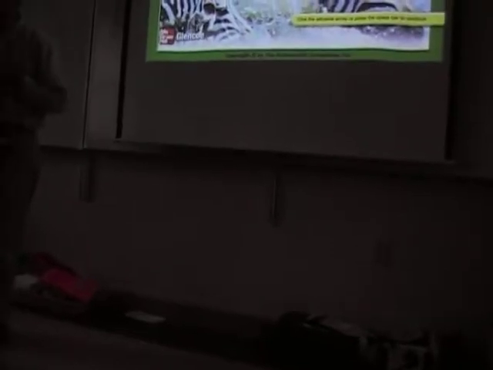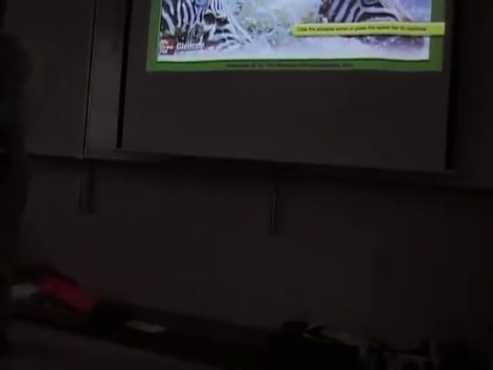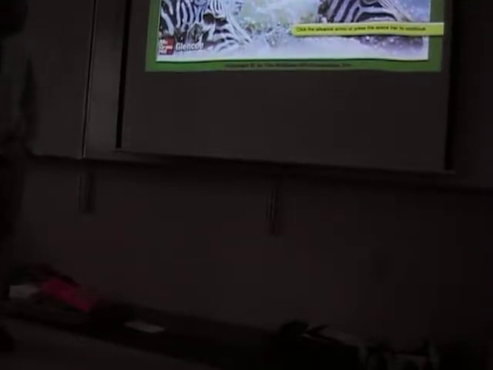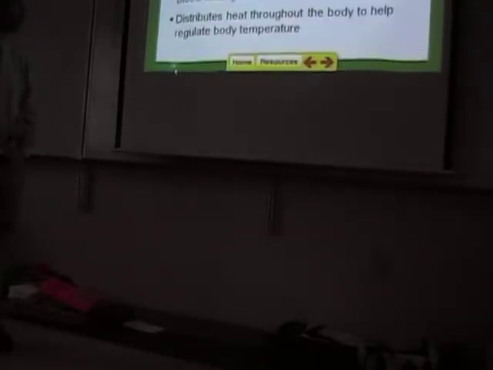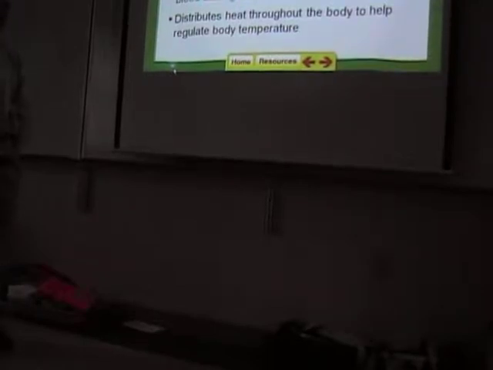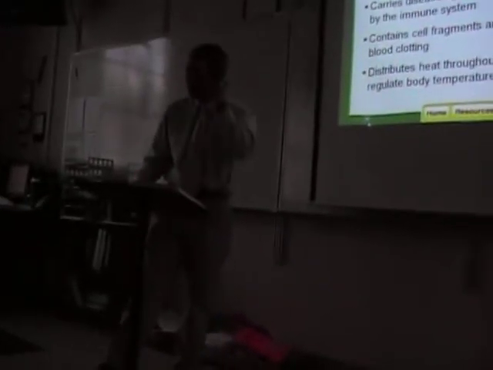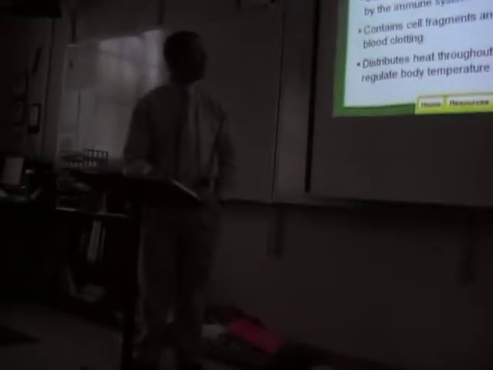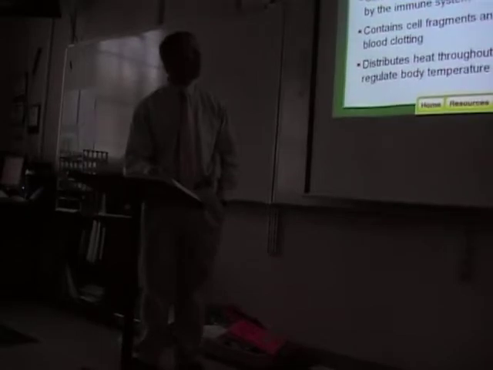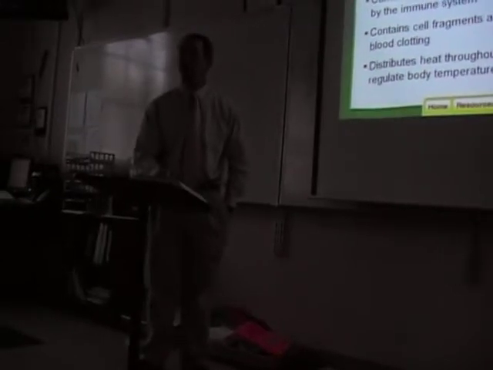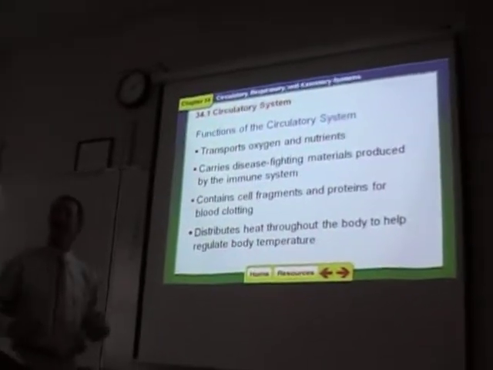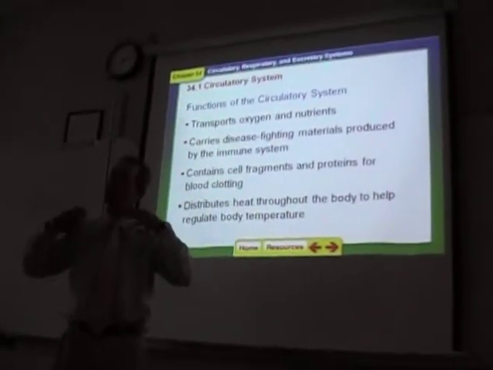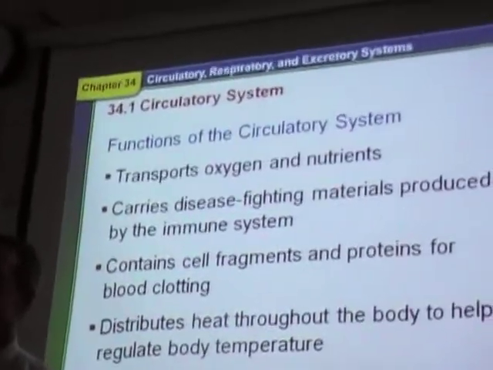Section 34.1, page 992. We're talking about the circulatory system today. This is the system of your body that's in charge of moving blood around, and as the blood moves around your body, it transports oxygen and nutrients to your cells. So every cell in your body has to get oxygen and food, and it's brought to them by the blood.